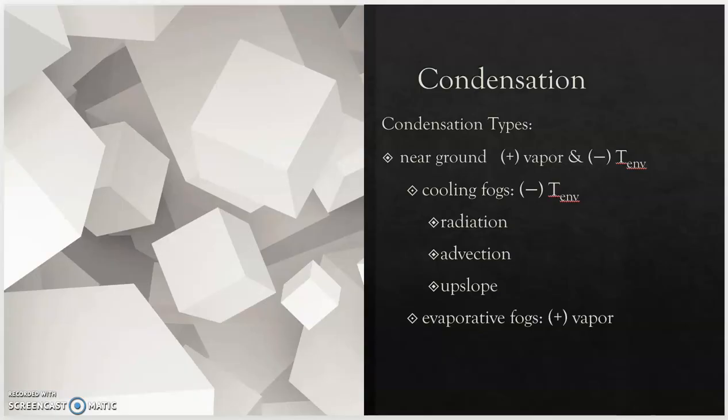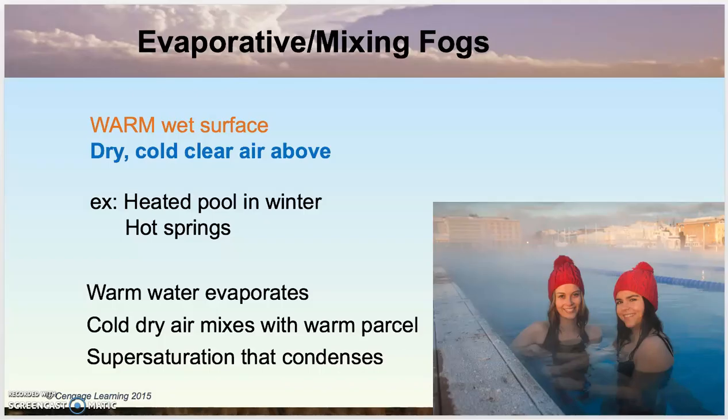When it comes to cooling fogs, of course, we have 3 different kinds. And then we have warming fogs or evaporative fogs. These are fogs that add water vapor to produce condensation. And warming and evaporative fog, those two things go together. Warmer temperatures produce more vapor. This is the type of fog that you might see above hot springs or above a heated pool in winter.